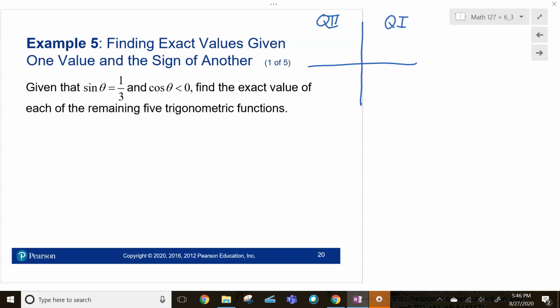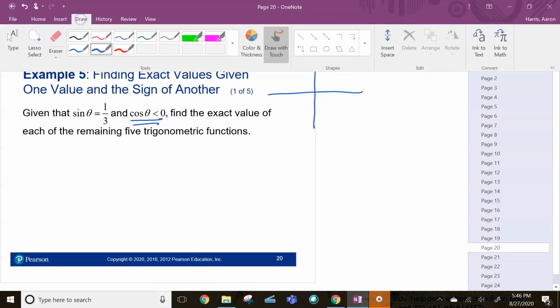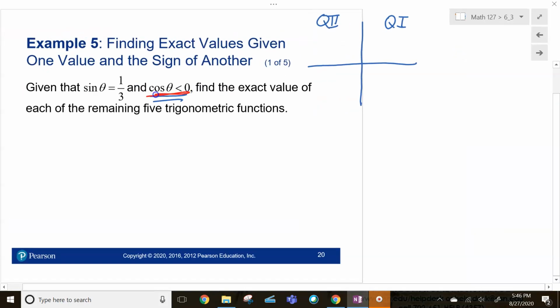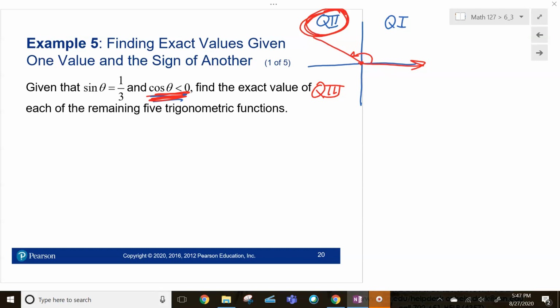And then it tells you this is in the quadrant where the cosine is negative. Your cosine is negative in quadrant 2 or quadrant 3, where your x's are negative. So you know it's got to be drawn into quadrant 2. That's our first step: I'm going to draw this rotation into quadrant 2.